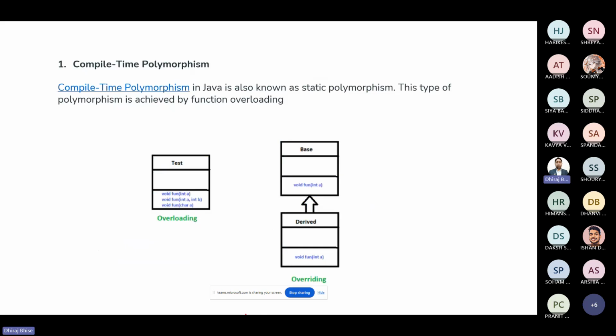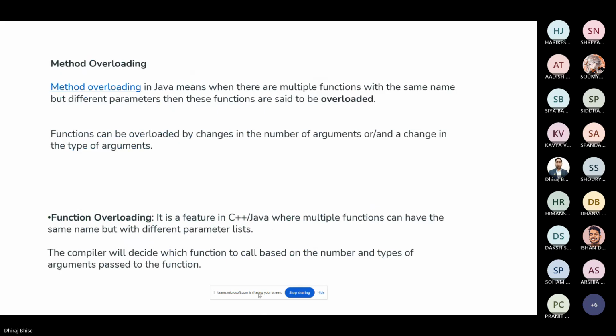ठीक है, हम एग्जांपल लेंगे. Method overloading, it means when there are multiple functions with the same name. What I am talking about, multiple functions with the same name but different parameters, then these functions are said to be overloaded, or this arrangement is called method overloading. What I am talking about, the method is the same but having different types of parameters. Is it clear? तो ऐसा अगर अरेंजमेंट है तो हम लोग उसे बोलेंगे मेथड ओवरलोडिंग.